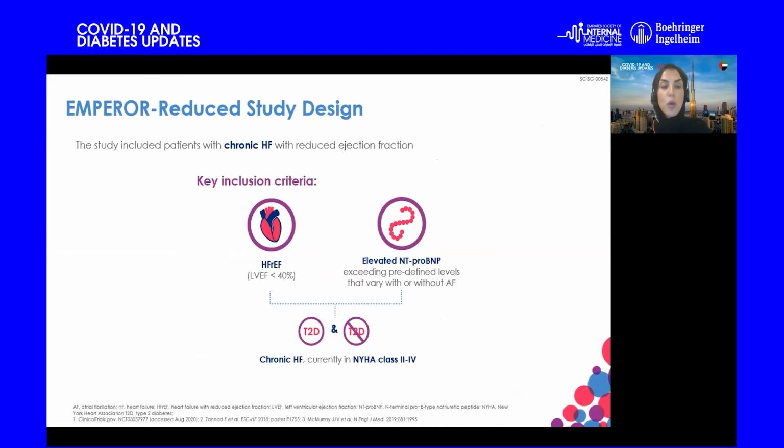The EMPEROR-Reduced was a trial mainly studying patients with chronic heart failure with reduced ejection fraction, mainly basing it on the left ventricular ejection fraction being below 40% and an elevated NT-proBNP. The patients that were studied in this trial were both diabetic and non-diabetic, so we wanted to assess the safety of Empagliflozin in patients with heart failure regardless of their diabetes at baseline.